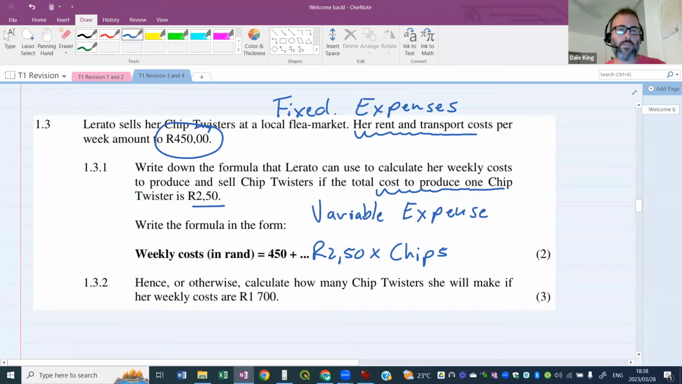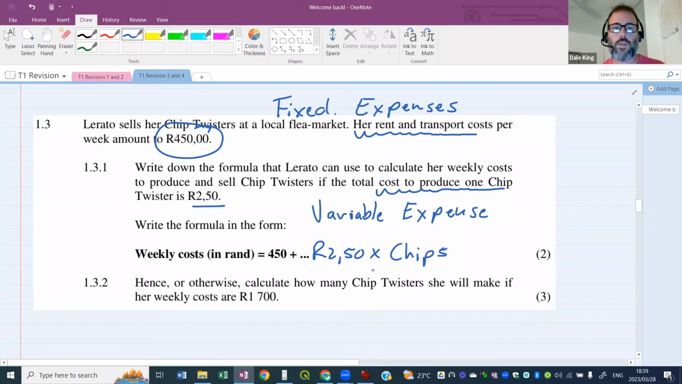All right. That should make more sense. So let's look at the whole formula here. Her weekly costs when she goes to the market include her fixed expenses and her variable expenses. The weekly cost will depend on, number one, her fixed expenses, which is 450 every week, doesn't change. Every week she goes there before she sells anything, she has to pay R4.50. Now, the other expense is how much it costs to produce a chip. And it costs her R2.50. So if she wants to work out how much is my variable expense going to be, she's got to think about how many chips she is going to sell. It will depend on how many chips she sells. So I'm going to write there 250 times chips, 250 times however many chips she sells.